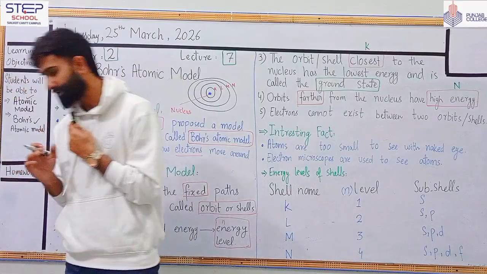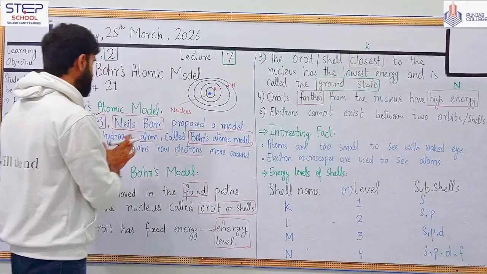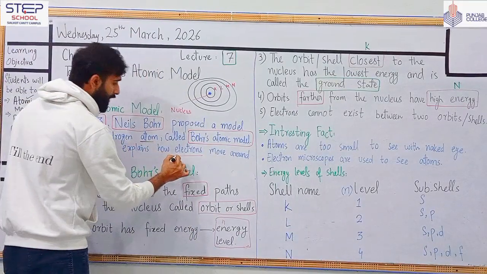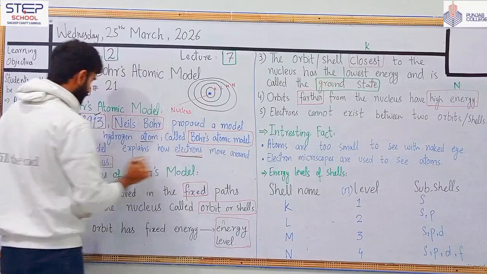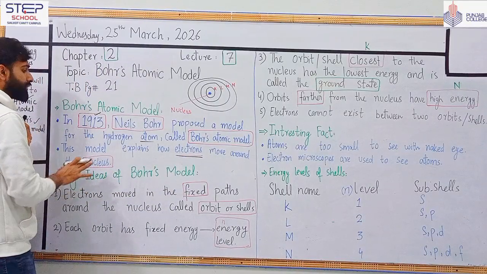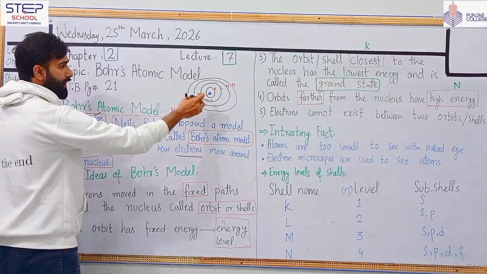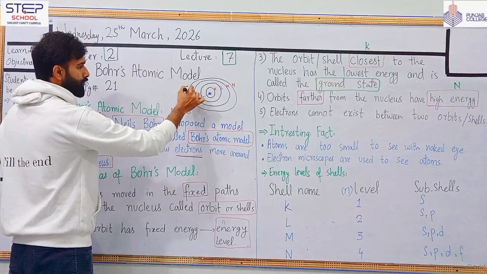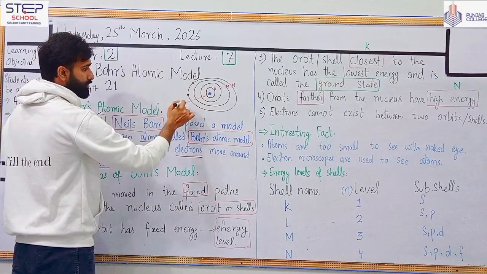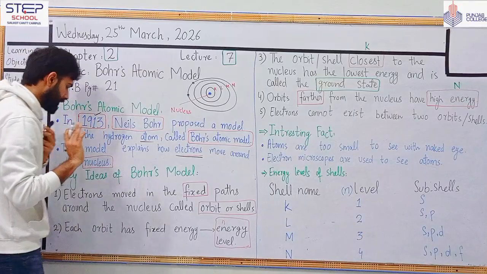What does this model tell us about? This model explains how electrons move around the nucleus. Here is the nucleus.